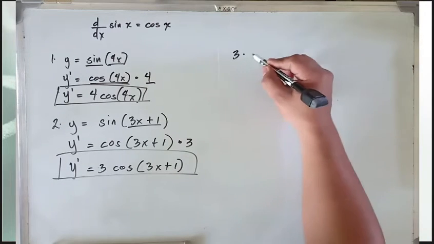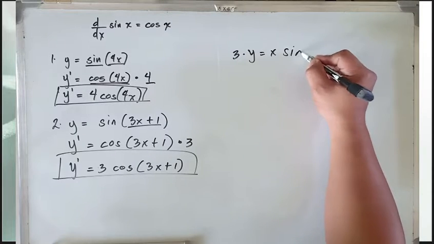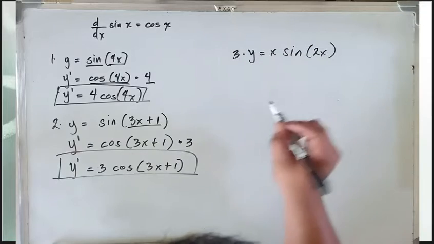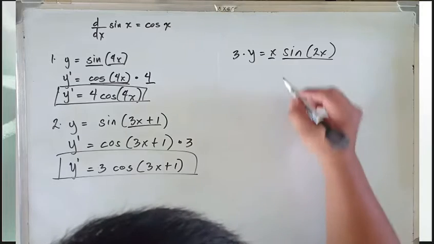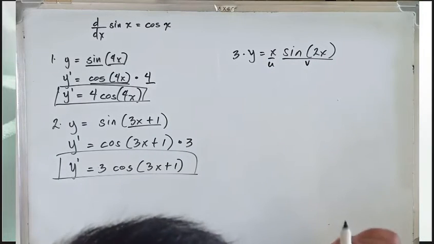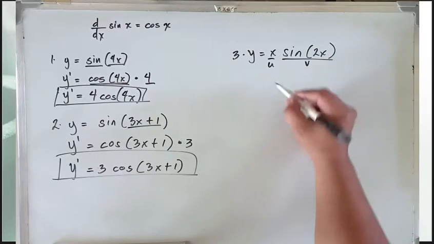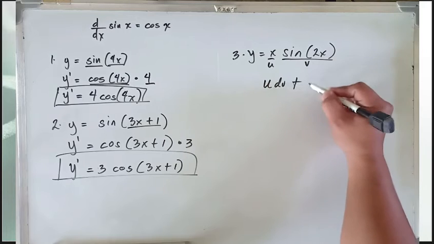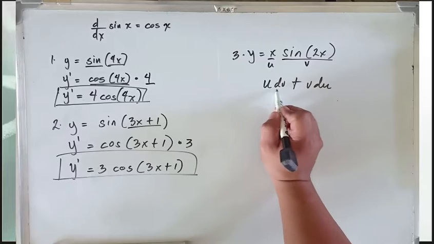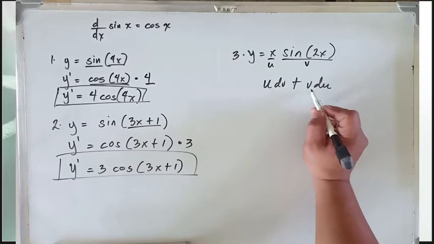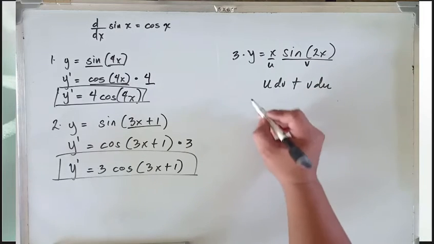For number 3, we have y is equal to x times sine of 2x. Here, we have two functions. We have x and we have sine 2x. And remember our rule, it follows the product rule, the uv functions. So this is u dv plus v du. Copy your u function times the derivative of the v function plus copy your v function, the second function, times the derivative of your u function or the first function.